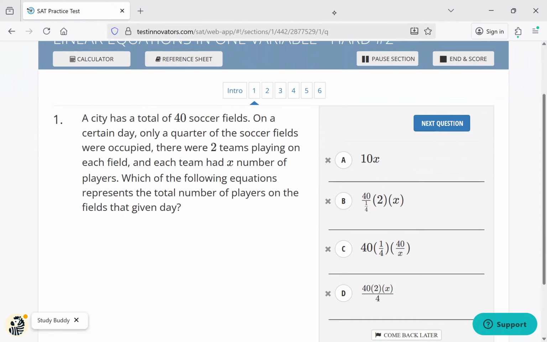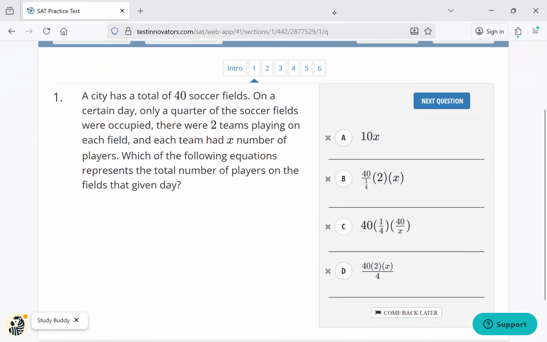Okay, let's start with question one. Question one says, a city has a total of 40 soccer fields. On a certain day, only a quarter, which is the same thing as 1/4, of the soccer fields were occupied. There were two teams playing on each field, and each team had X number of players. Which of the following equations represents the total number of players on the field that given day?